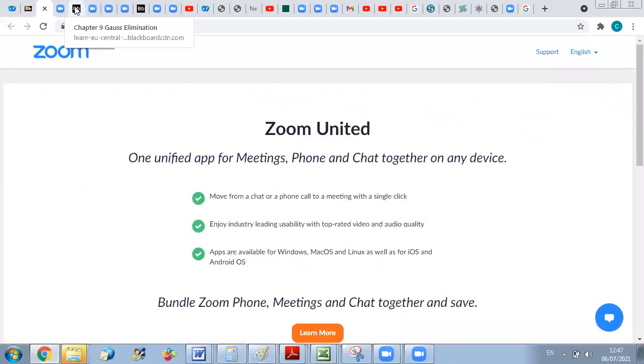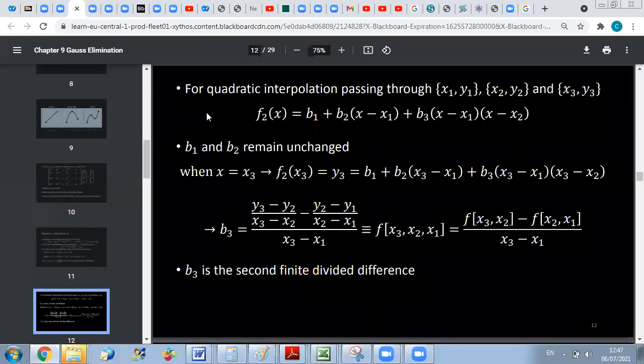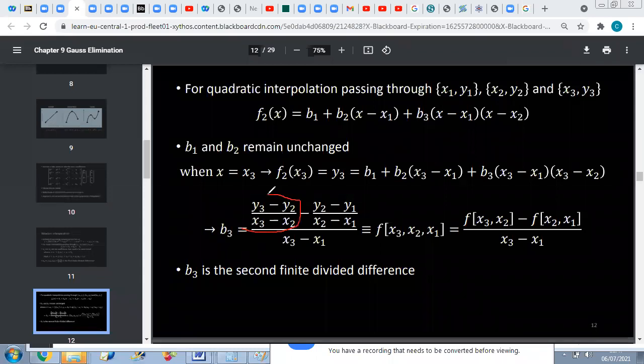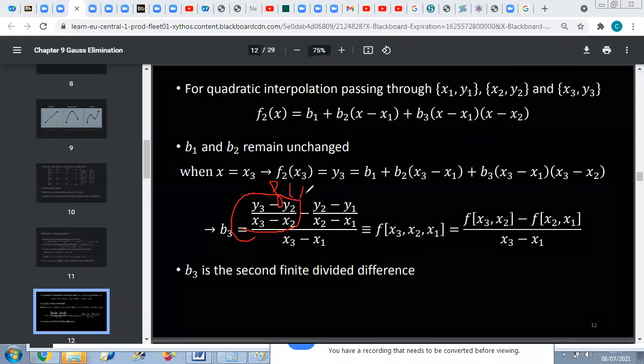So now going back to the slide, we can see how we can get the value of b3, and we can put it in general form. The general form is the following. We can consider that b3 is equal to the following term. I can express it as f of x3, x2, so this is f of x3, x2, which is (y3 minus y2) over (x3 minus x2).